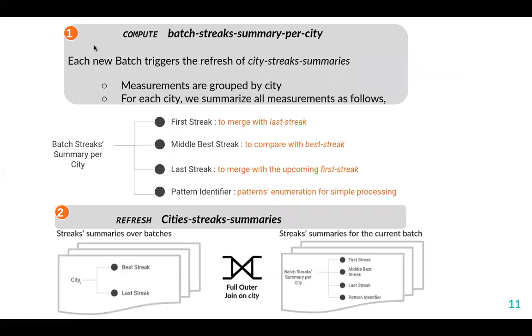The first step in the workflow is that we need to compute the batch track summary per city. Each new batch triggers the refresh of city track summaries. We need to group by city. And for each city, we summarize all measurements as follows.